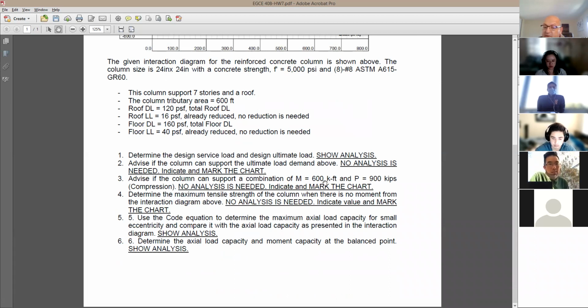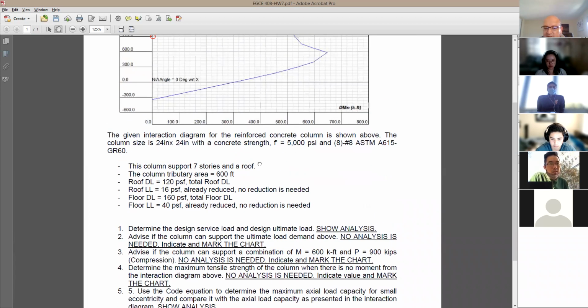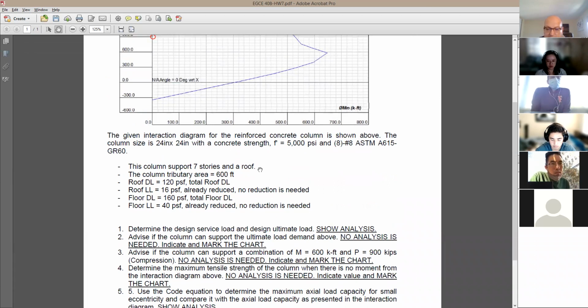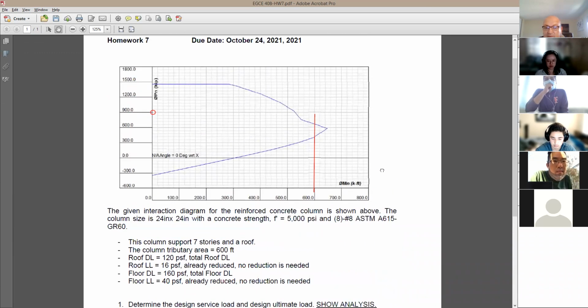It says when the moment is equal to 600 kips and P is going to be equal to 900 kips compression. Is this column okay? Let me check. M is going to be 800 kips. Where's M? No, M is 600 kips. Sorry. Here is 600 kips. Going to come here, draw a line. How about the axial load? 900 kips. Is this column okay with these 2 load combinations? Can someone help me?